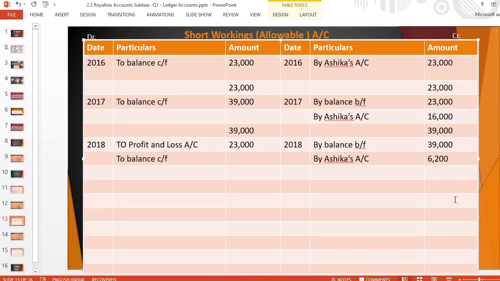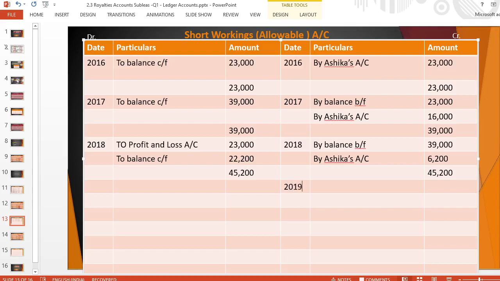So to balance carried forward, the balance amount is 39,000 plus 6,200, which is 45,200. And again here the total is 45,200. 45,200 minus 23,000, so the balance is 22,200.